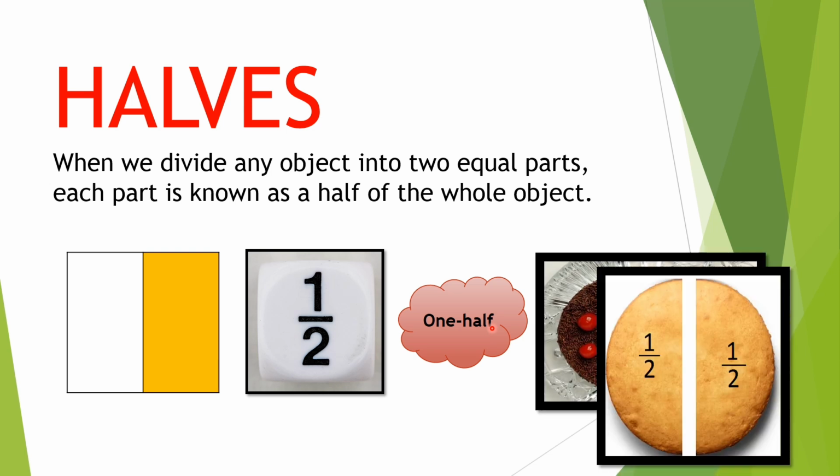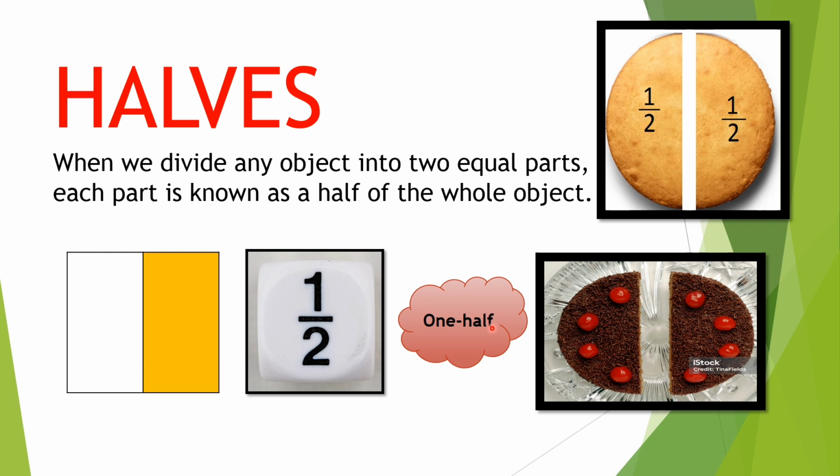Examples, you can see the pictures to understand. Here the cookie is divided into 2 equal halves. So each part is a half, we can say. I got a half of the cake. Yes, what share of cookie did you get? I got a half of the cookie. That means you got 1 half of the whole cookie. Alright, shall we move ahead?